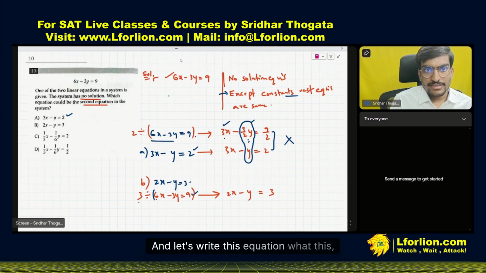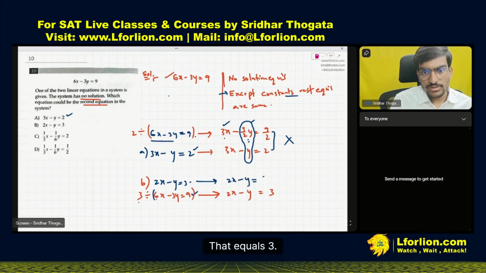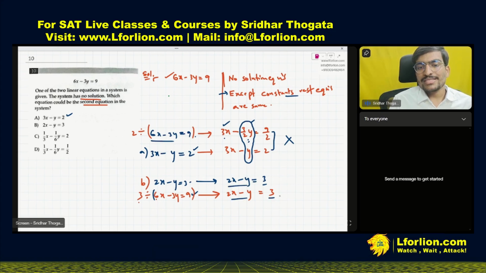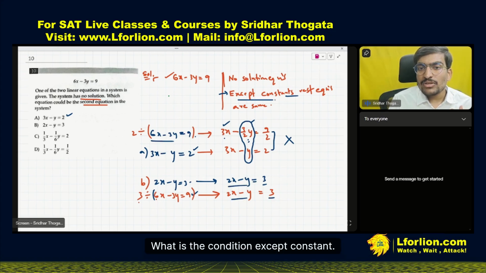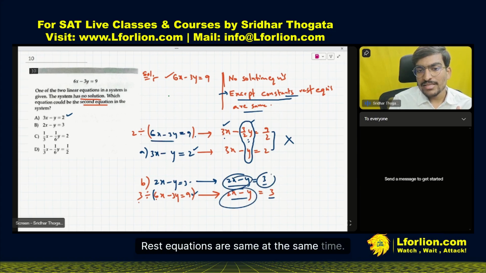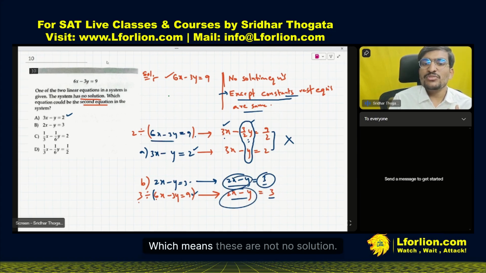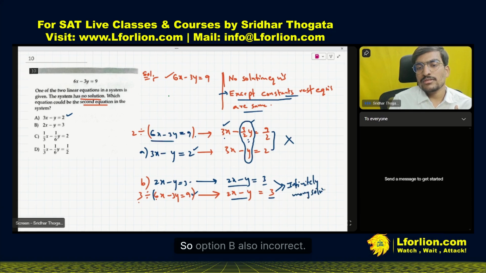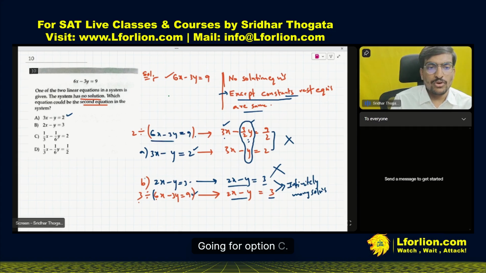Let's write this equation. The given equation is 2x minus y equals 3. If you see, the left side and right side are both the same. What is the condition? Except for the constant, the rest of the equation is the same. Here the rest is the same, and at the same time the constants are also the same, which means it is not no solution. These are infinitely many solutions. So option B is also incorrect. We need no solution. Going for option C.